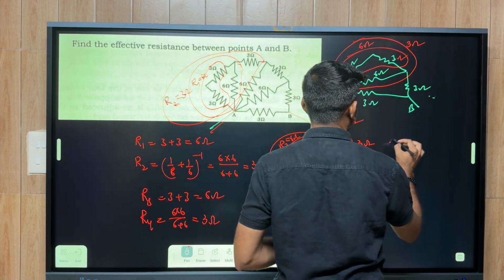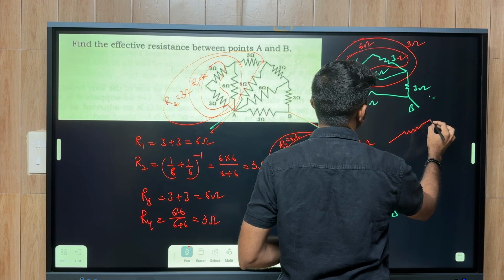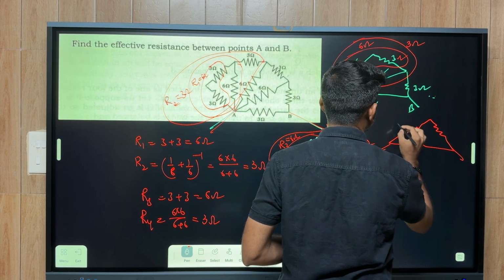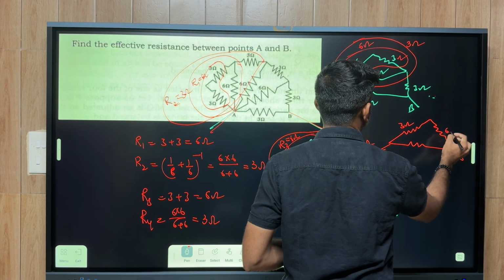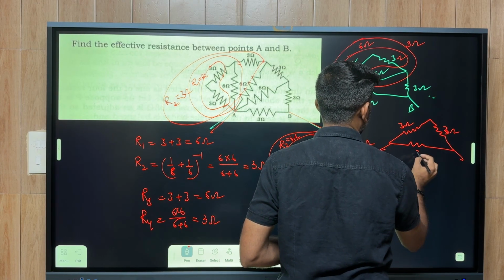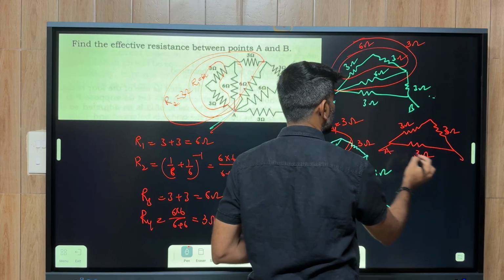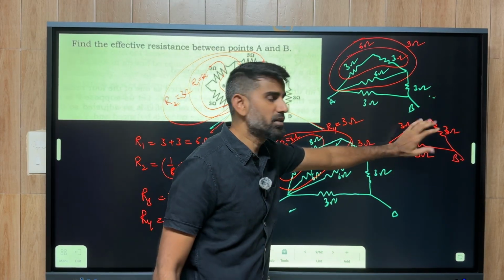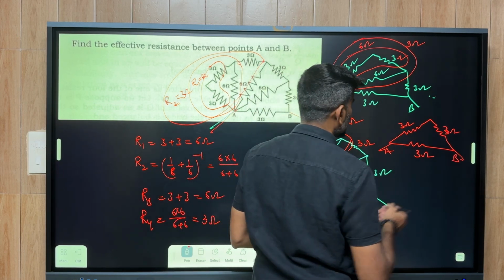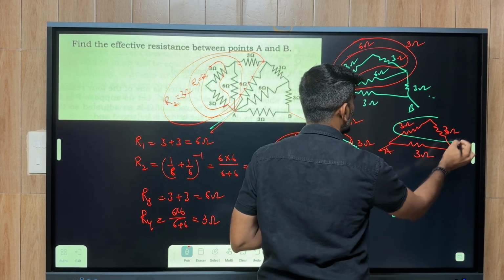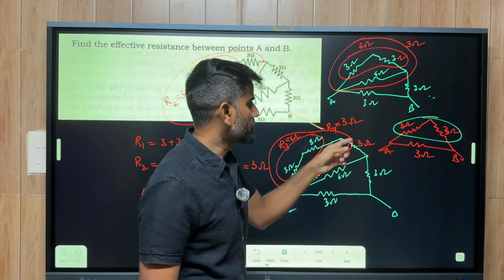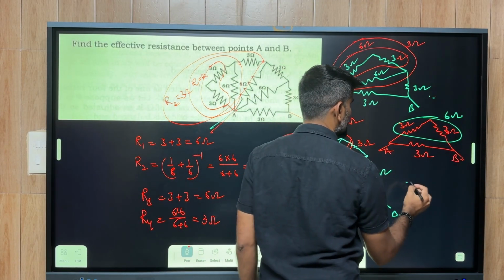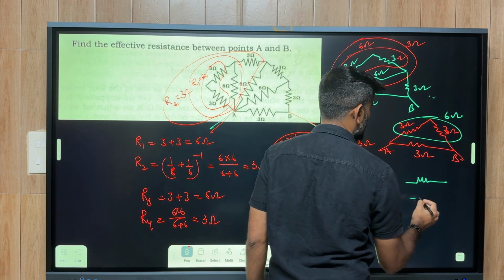Now again, I'm redrawing the circuit. 3 ohms, 3 ohms, 3 ohms. This is 3 ohms, this is 3 ohms, and here it is also 3 ohms, with terminals A and B. Now 5 resistors have become 3 resistors. Now as you can see, 3 ohms and 3 ohms are connected in series, so the result will be 6 ohms. Now these 3 resistors have become 2 resistors.